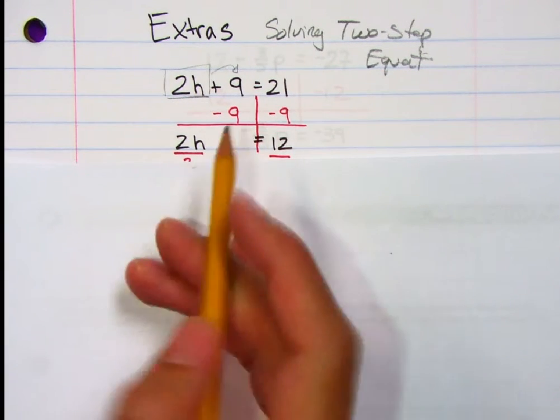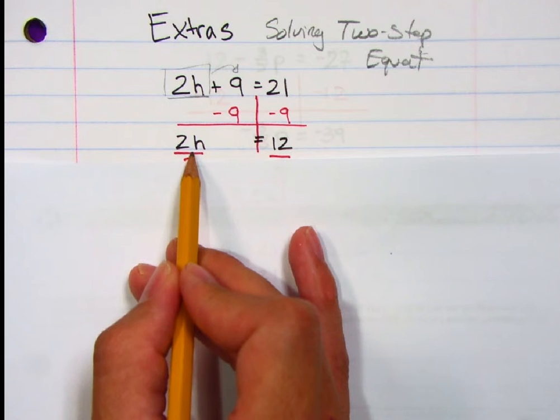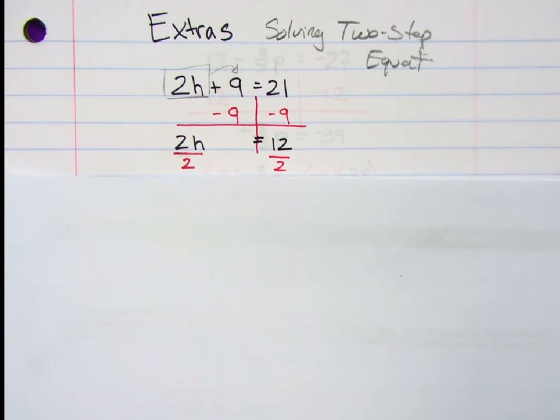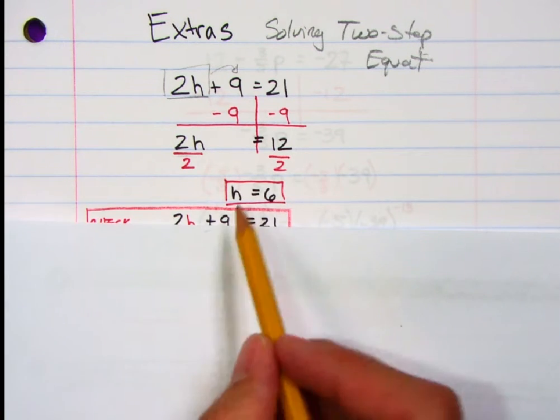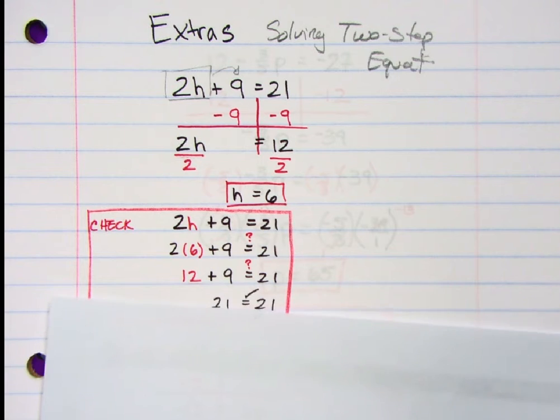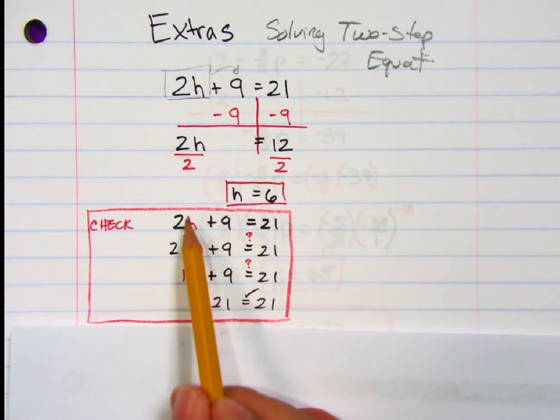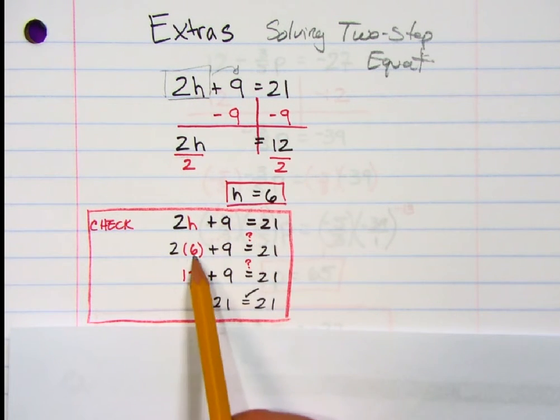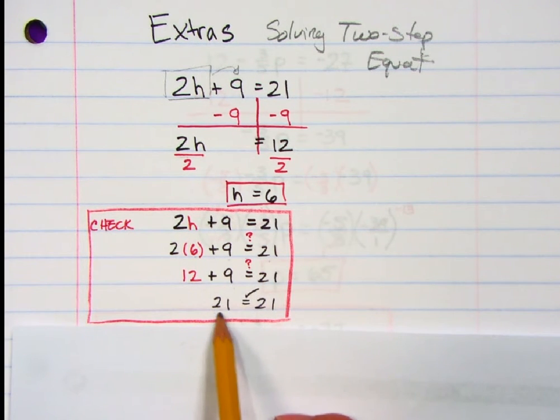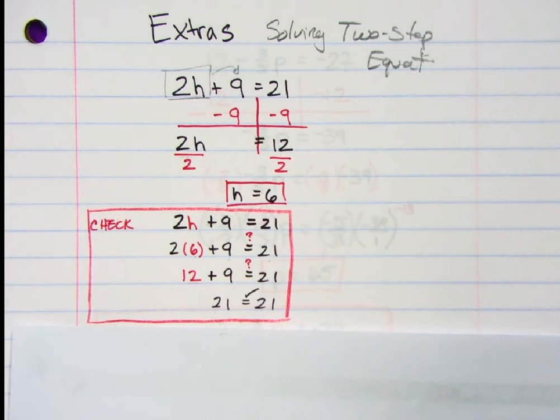At this point, I realize, look, I have two h's, so I just need a 1h. So why don't I divide both sides by 2 so that I can eliminate that 2 up front and make it just 1h equals 6. Now I'm going to check my work. Plug it back in. Substitute. So 2 times 6 plus 9, does that equal 21? Well, I have 12 plus 9, which does equal 21. So there's my checking work.